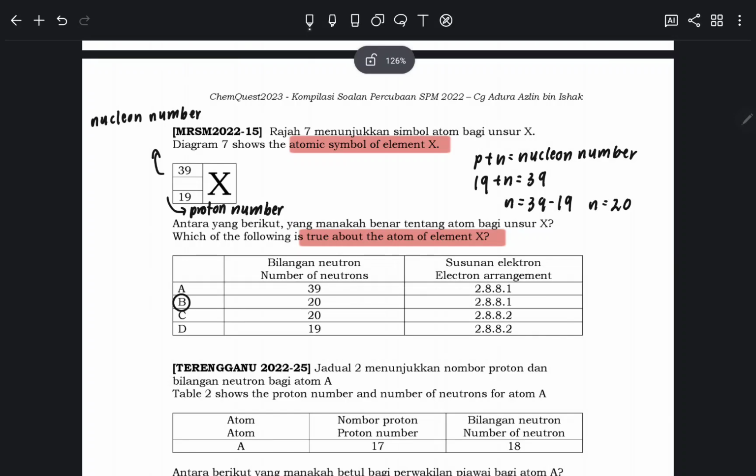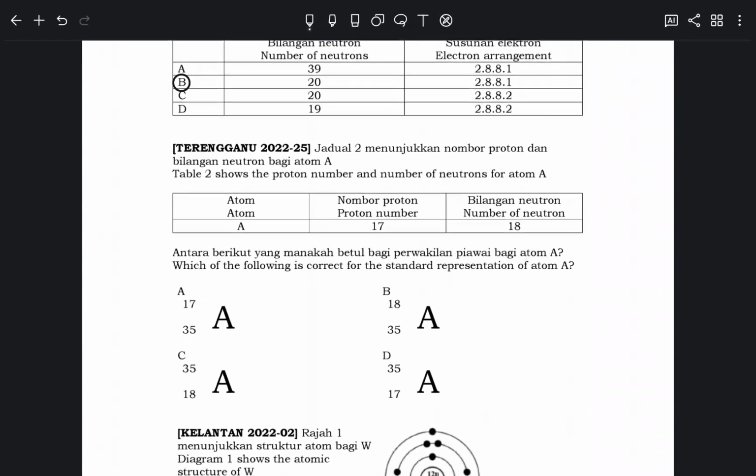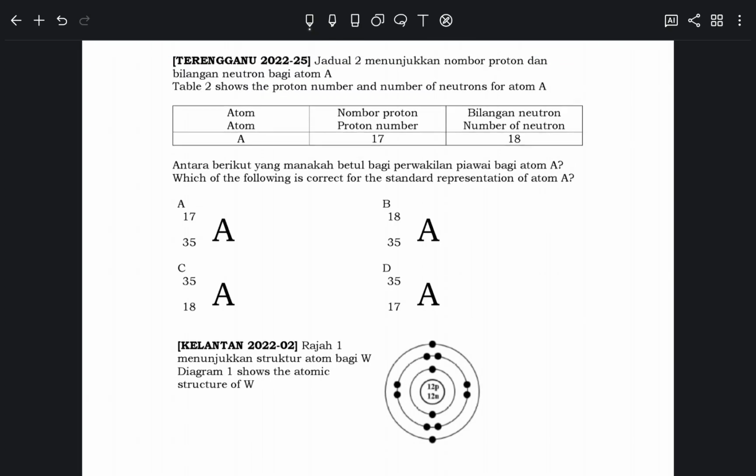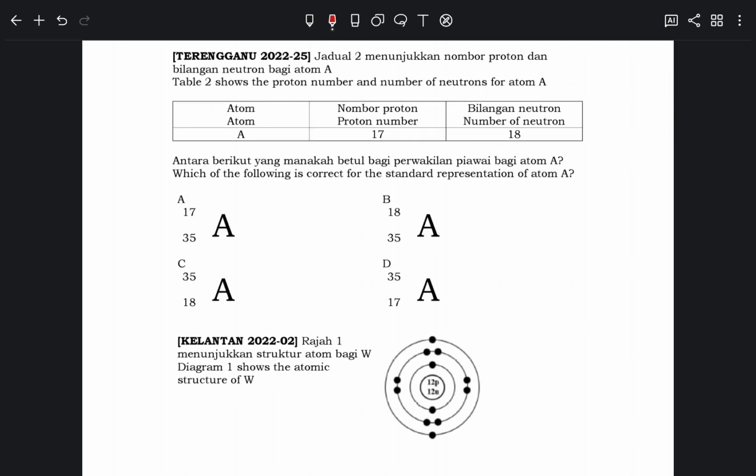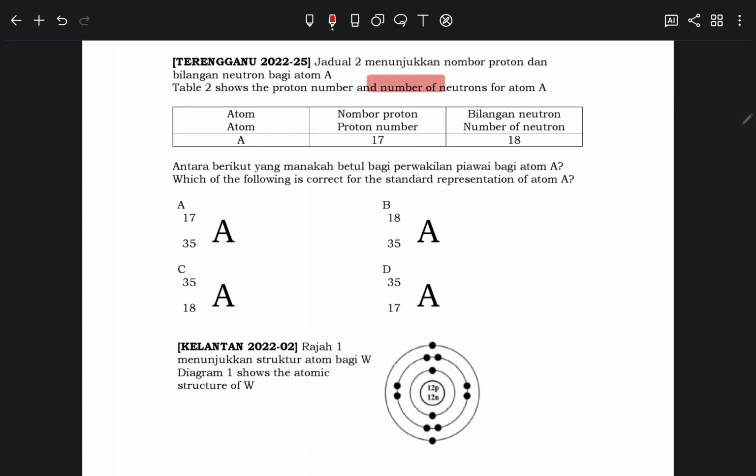So B is the correct answer. Okay, so this question is not hard, it's just a matter of whether you can relate the concepts or not. But there are a lot of concepts here. Then the Terengganu question. Table 2 shows the proton number and number of neutrons.